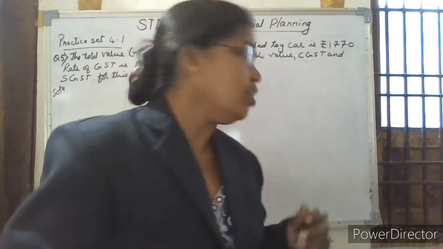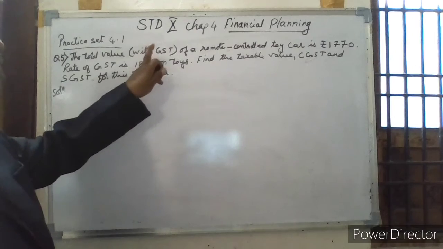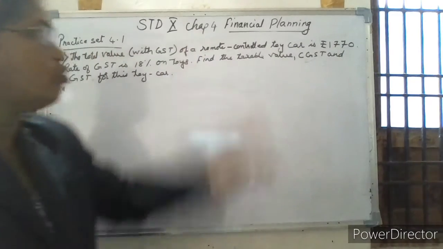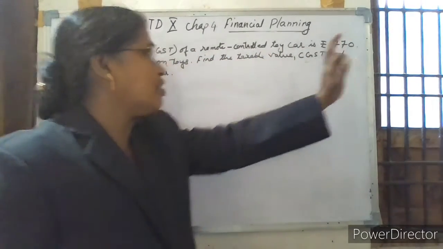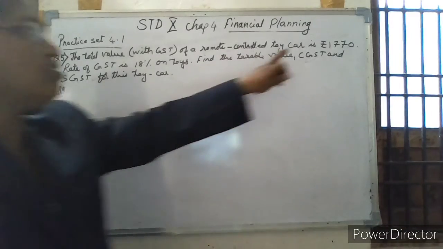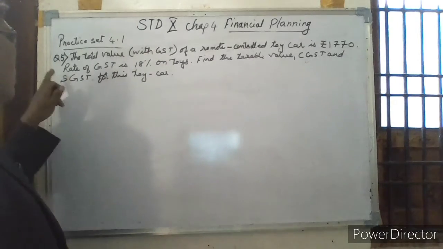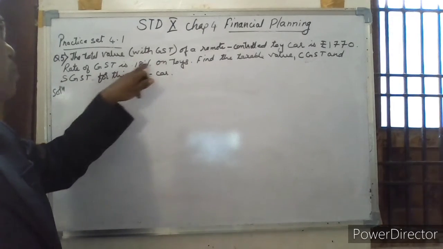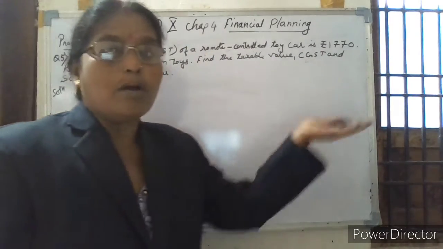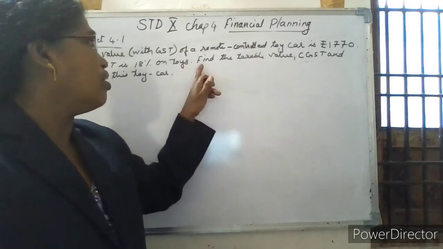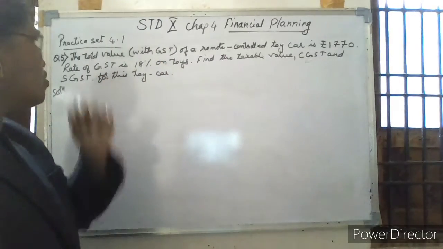Okay, now we will start with the fifth question. The question is given total value with GST. It is given that the value whatever is given, it is with including GST. With the GST of a remote controller toy car is rupees 1770. That means this is the amount paid by the customer ultimately after adding a GST. So rate of GST is given as 18% on toys. Find the taxable value. We have to find the taxable value, the value before paying GST, value of the toy. So find the taxable value, CGST and SGST also of this toy car.